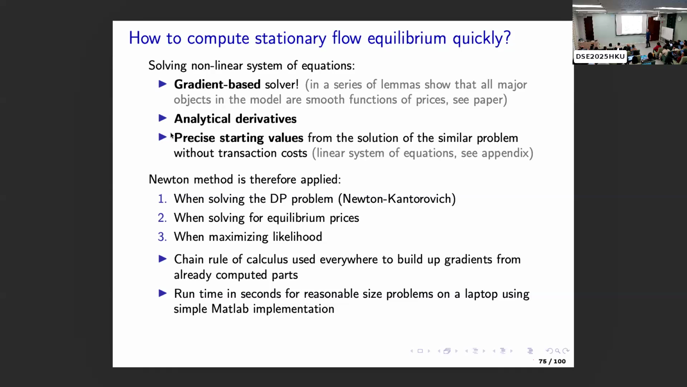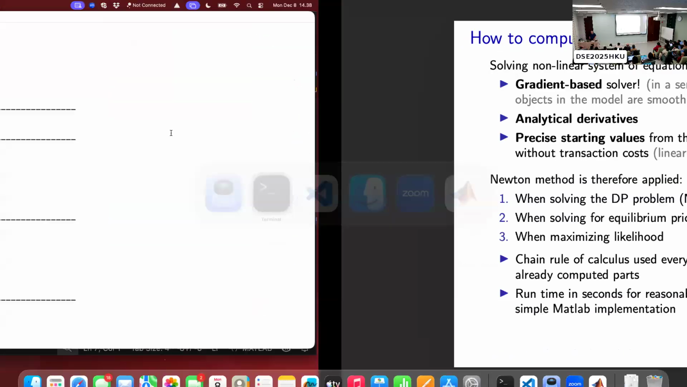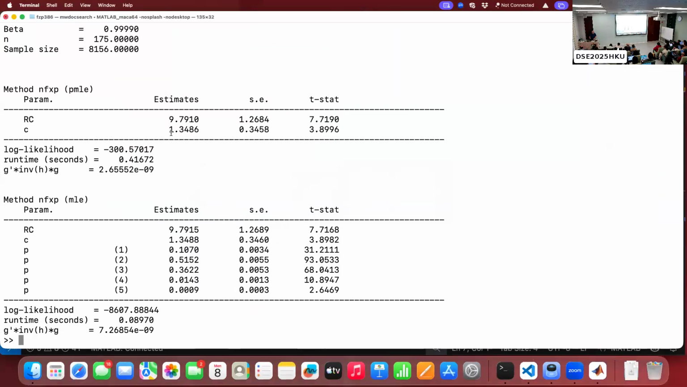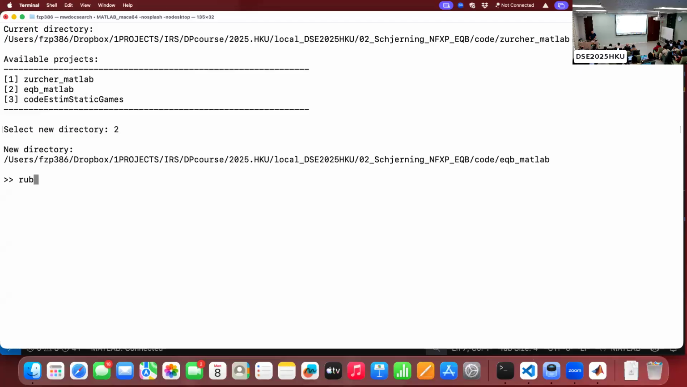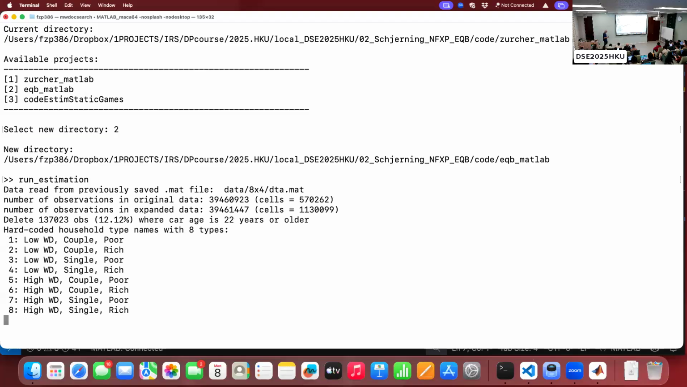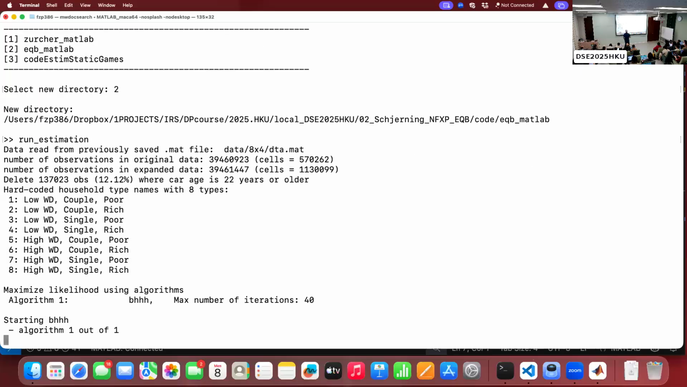This is how you do it. And if you didn't get all the details, fortunately, we have code. And you might wonder, doesn't this take forever, with a nested fixed point algorithm? Let's just see how it goes. Run estimation, it's called. So if you want to try it out, you just go and do the estimation.